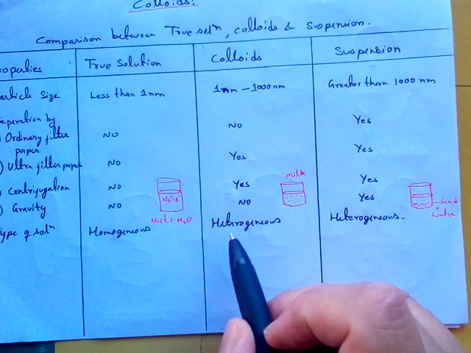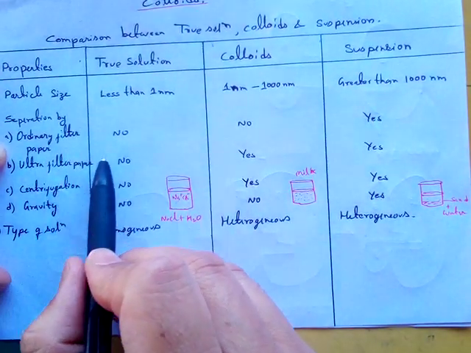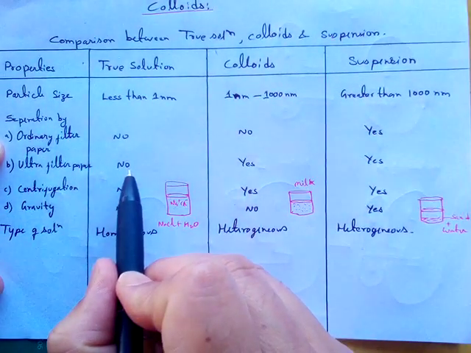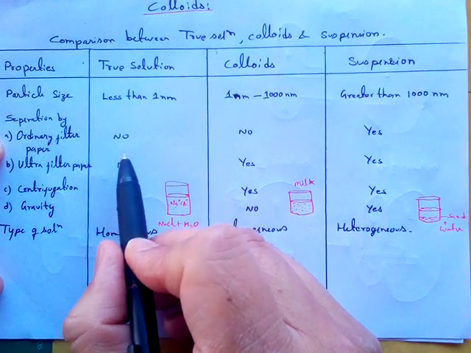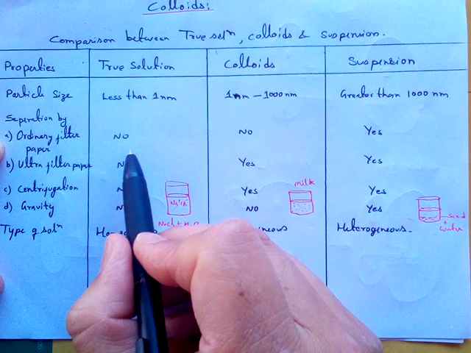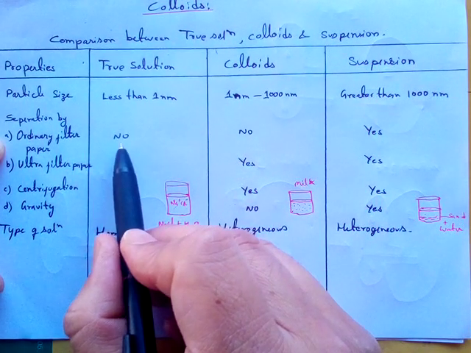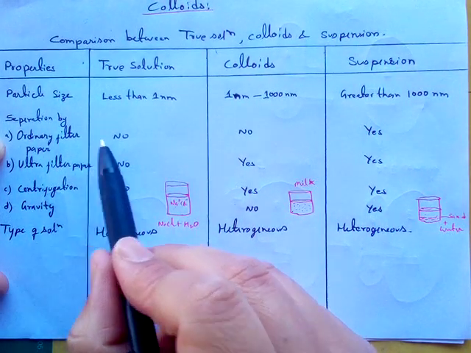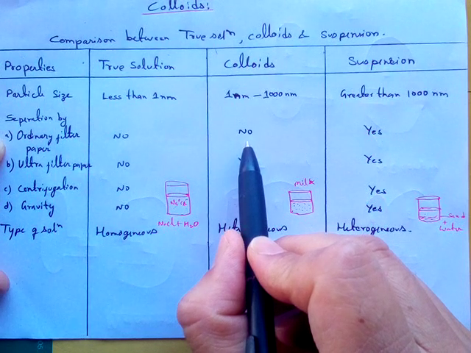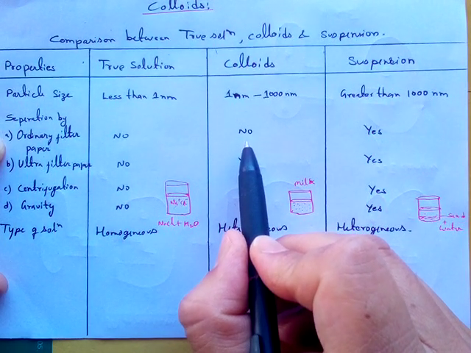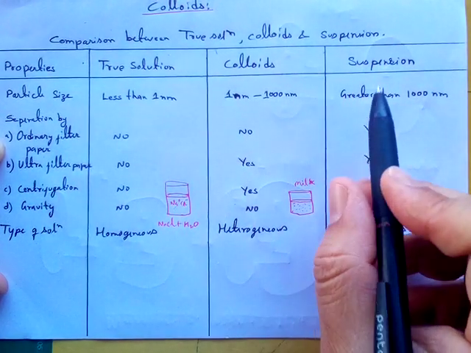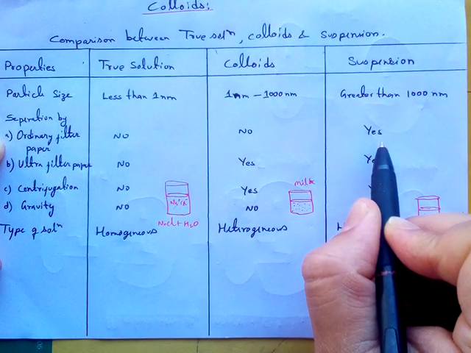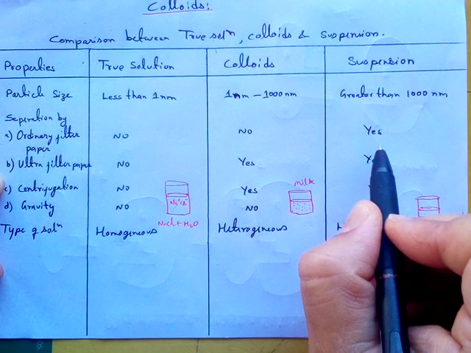Next we'll check the ordinary filter paper. Can ordinary filter paper separate the solid particles from the solvent, or the dispersed phase from the dispersion medium? NaCl cannot be separated by ordinary filter paper. Similarly, colloidal particles cannot. A few particles may be separated, but most of the colloidal particles pass through ordinary filter paper. But a suspension, yes, you can separate the suspension particle from the dispersion medium.